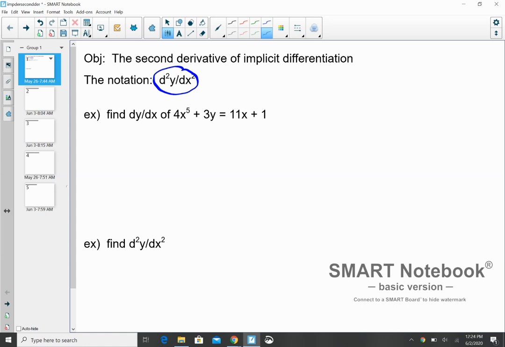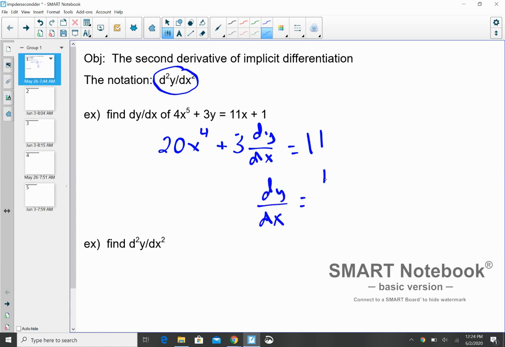So let's start off with the first derivative. I've got my function right there, 4x to the fifth, so that's going to be 20x to the fourth plus 3. Now that's 3y, so when you take the derivative, it's going to be dy over dx. That's the implicit part. And this equals on the other side, 11. Now to find dy/dx, you're just going to have to isolate that guy, just like we've done for the past couple days. I'm going to jump ahead and just tell you dy over dx is going to equal 11 minus 20x to the fourth all over 3.